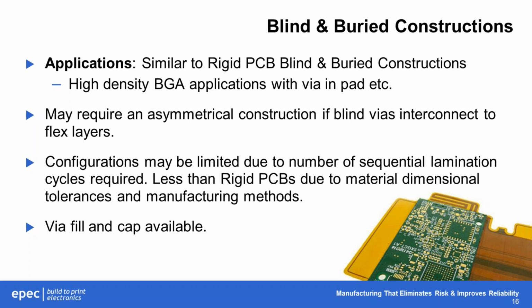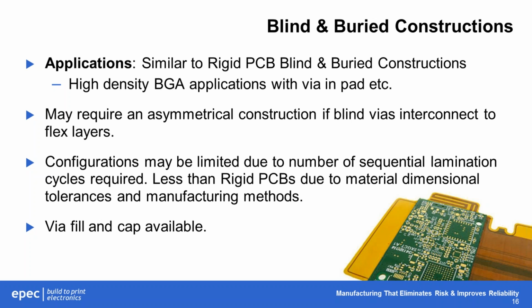The next type of construction that we're going to talk about today is ones involving blind and buried vias. The applications are very similar to that of rigid boards, typically driven, and from our experience in our marketplace, typically driven by high density BGA applications that require via in pad. This type of construction may require an asymmetrical construction if the blind vias are required to have an interconnect to the flex layers.